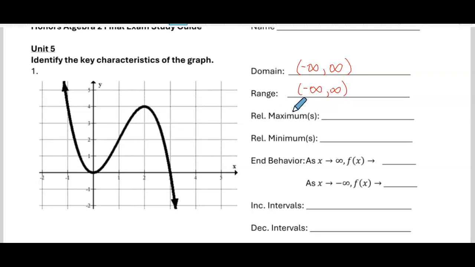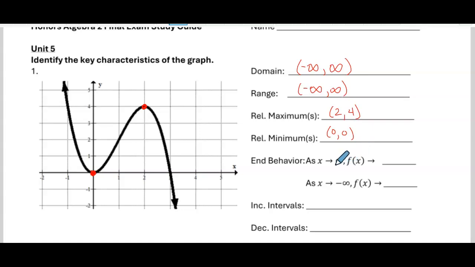Okay, relative maximum would be the top of a turning point, so the top of a peak. So that would be right here. And that relative maximum is located at 2, 4. Relative minimum would be the bottom of a peak, so right here, and that's going to be 0, 0. So those get written as coordinates, xy coordinates.